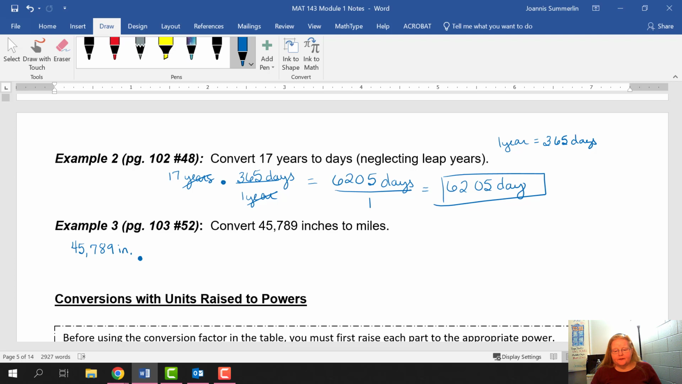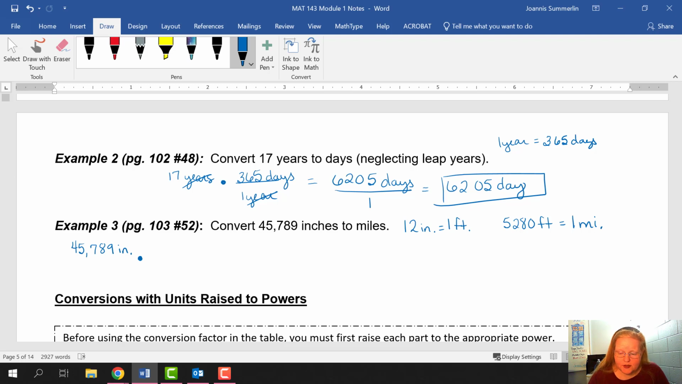Well, do you know how many inches are in a foot? Let's start there. I know that there are 12 inches in 1 foot. Then I happen to know, you may not, but I happen to know that there are 5,280 feet in 1 mile. So I can get to miles just off the information I know.